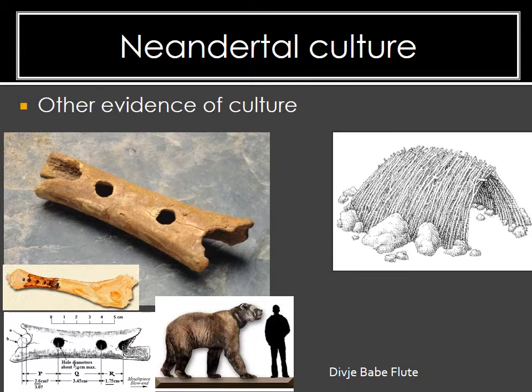But we have other evidence of culture. On the right there, that looks like a depiction of a Neanderthal shelter from tree branches, and we have very good evidence that they made shelters. They didn't necessarily just live in caves, but they lived outside and elsewhere. And then on the left, we have evidence of hearths as well. A hearth is basically a long-term fireplace or a campfire.